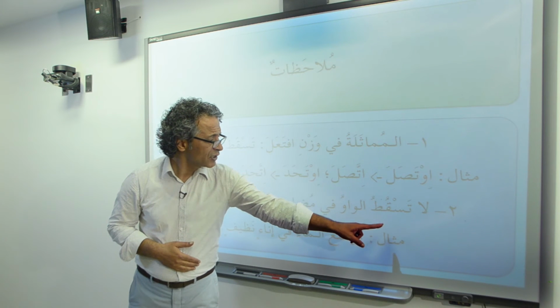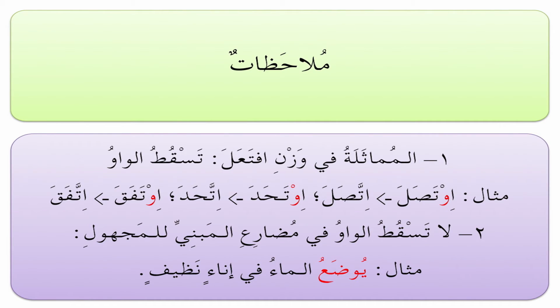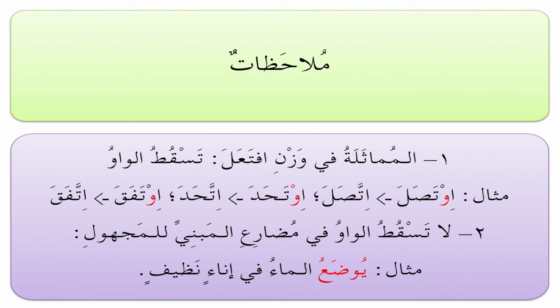الملاحظة الثانية لا تسقط الواو في مضارع المبني للمجهول. So when you do المبني للمجهول, you will see basically that you cannot drop this واو. It comes back because المجهول starts with the dhamma in the beginning, and so kind of calls for the use of the واو, right? So مثال يوضع الماء في إناء نظيف. The water is put in a clean vessel or container.